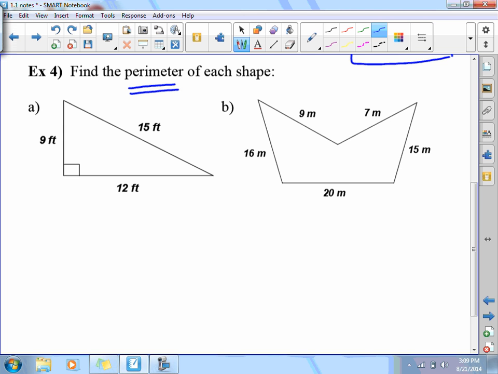So what we're going to do here then to find our perimeter, P is used for perimeter, so we're going to add up all our sides. We're going to add up 9 and 12 and 15. It doesn't matter what order you add them in. You can use mental math to add them up or use a calculator. But when you add them, you will get 36 feet.